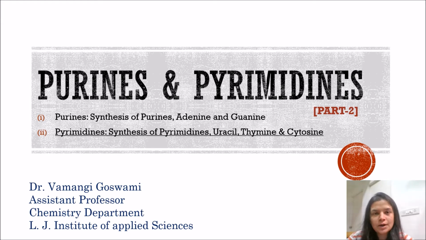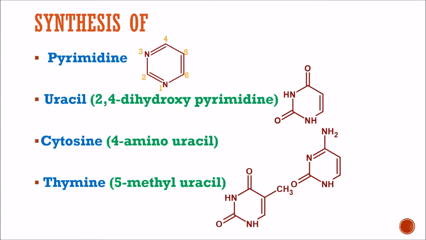Here this is your part 2 video. In part 1 video we have already discussed about synthesis of purines, adenines and guanines, while here in part 2 we will discuss about synthesis of pyrimidines, uracil, thymine and cytosine in detail. This topic comes under Gujarat University syllabus BSc Chemistry semester 5, Paper number 301, unit number 4B. So let us start. So here we have to study synthesis of pyrimidine, uracil, cytosine and thymine in detail.